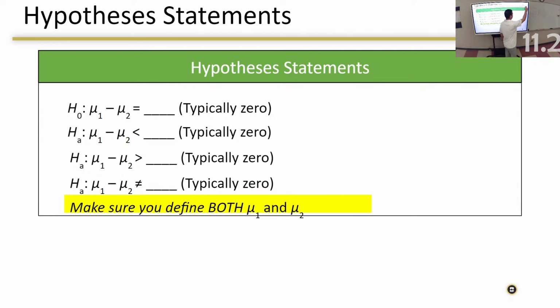Let's get a pencil so I can highlight that. Let's put it in red for blood. There we go. Make sure you define both. You got to tell me both.